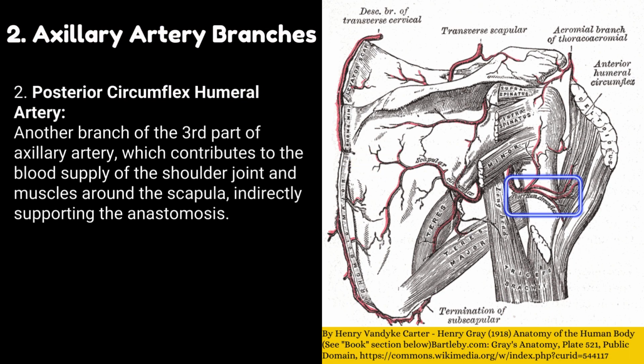Posterior circumflex humeral artery. It is another branch of the third part of axillary artery, which contributes to the blood supply of the shoulder joint and muscles around the scapula, indirectly supporting the anastomosis.